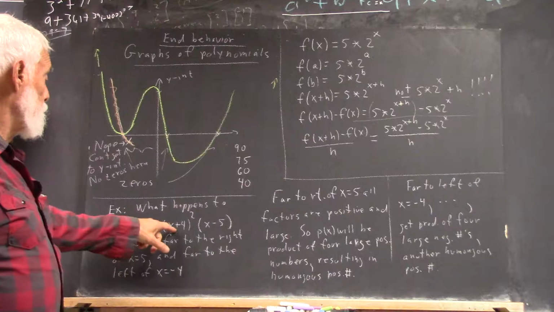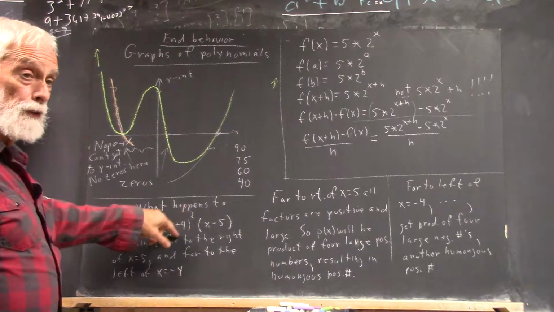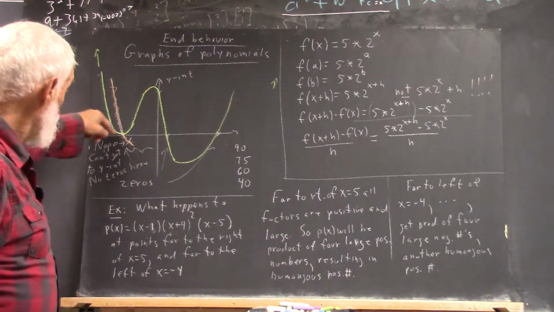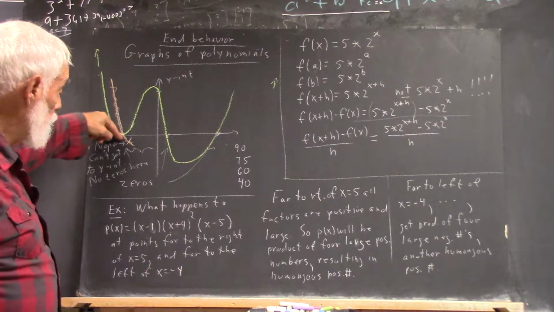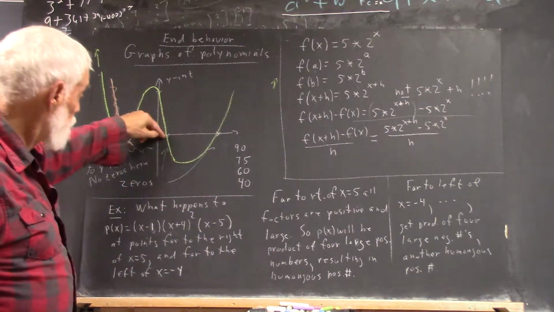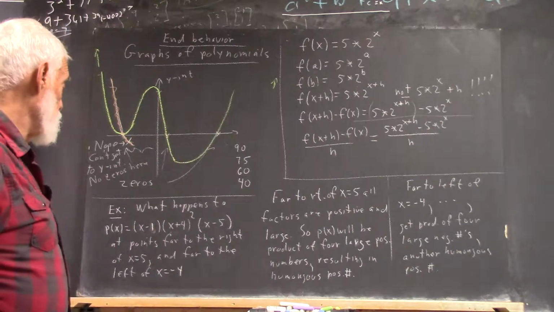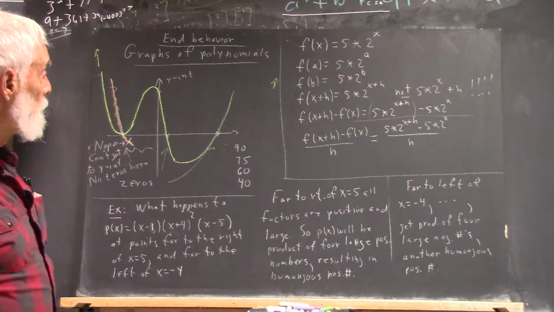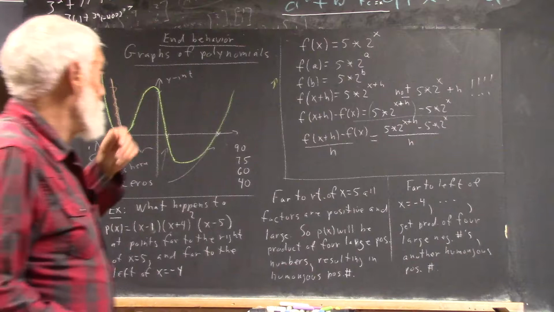Okay, at x equals -4, this is squared. That's going to give you this behavior at the 0. And these are just linear factors, so you're going to go straight through the 0 and straight through the 0. Okay. Well, that's one thing.